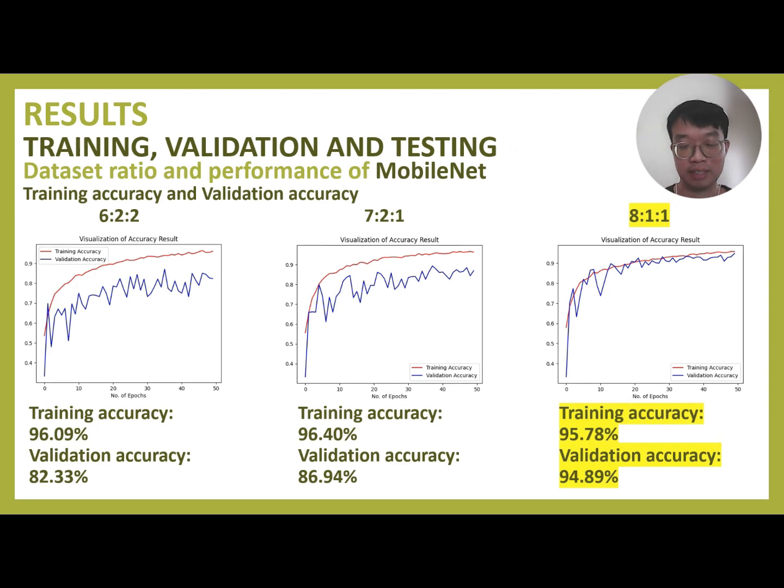The final CNN model that is trained is the MobileNet algorithm. This slide shows the training accuracy and validation accuracy of the MobileNet. It shows that the MobileNet trained with 811 dataset ratio has the best training accuracy and best validation accuracy of 95.78% and 94.89% respectively.